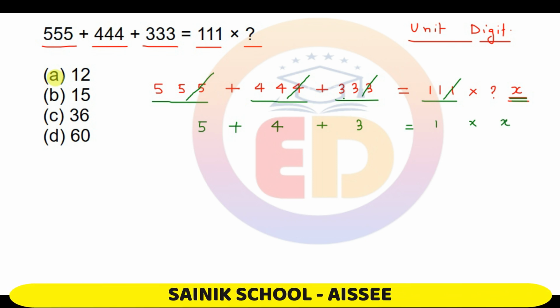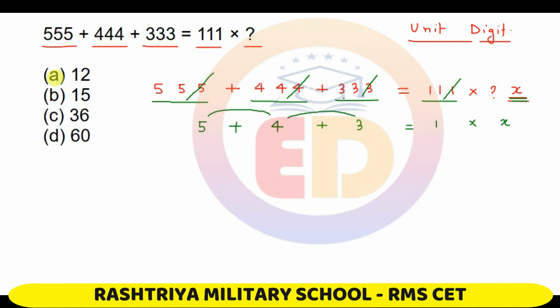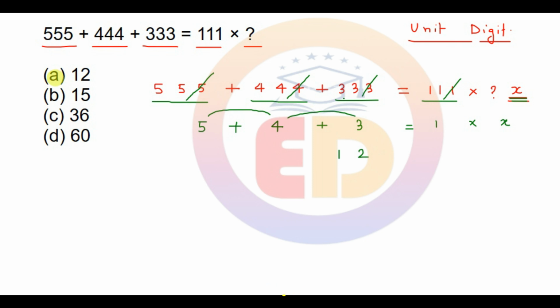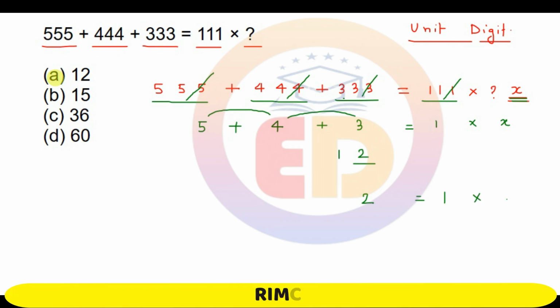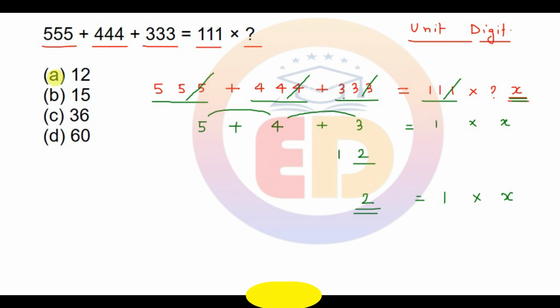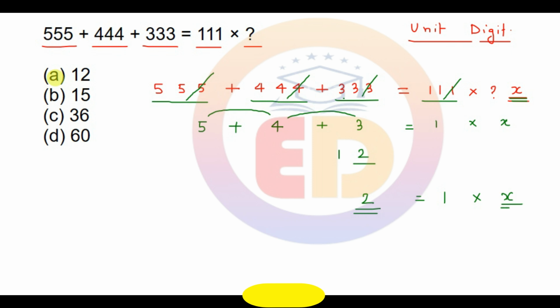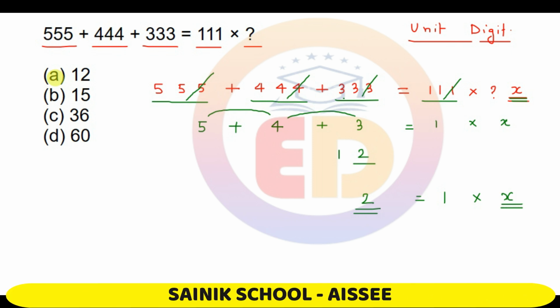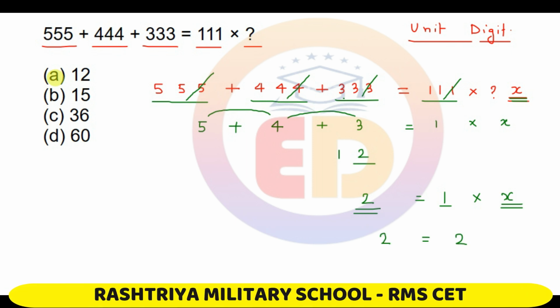On the left hand side, 5 plus 4 is 9. 9 plus 3 is 12. Unit digit of 12 is 2. Equals 1 multiplied by x. Now friends, the equation is 2 is equal to 1 into x. Now you have to think of a number which, when multiplied by 1, should give me 2. What is the number which, when multiplied by 1, gives me 2?